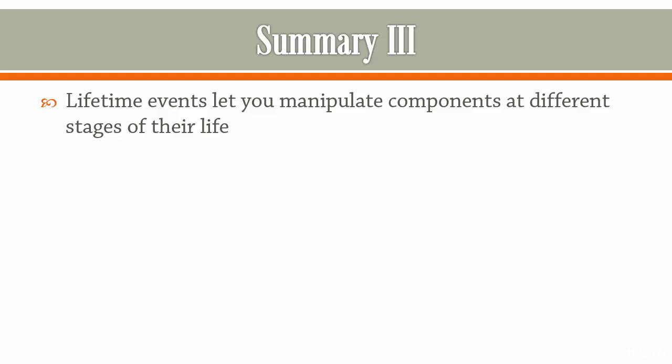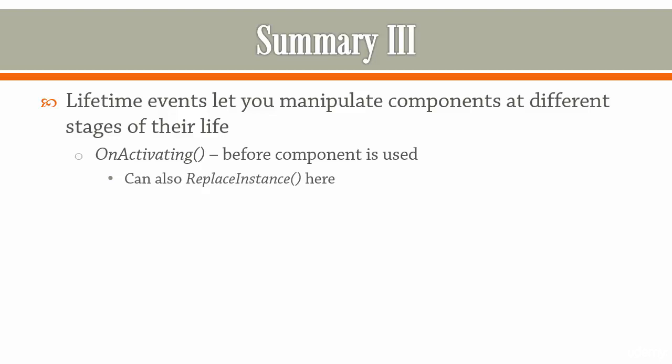Okay. Finally, last thing, we looked at lifetime events. They basically let you manipulate the components in different stages of their life, and we saw a couple of them. So we saw on activating, and that's invoked before the component is being used. So somebody has constructed the component, but the component isn't being used yet. And what you can do, among other things, like property injection, for example, is you can replace instance, which basically replaces this component with another component. And so instead of yielding your component, it starts yielding something completely different.